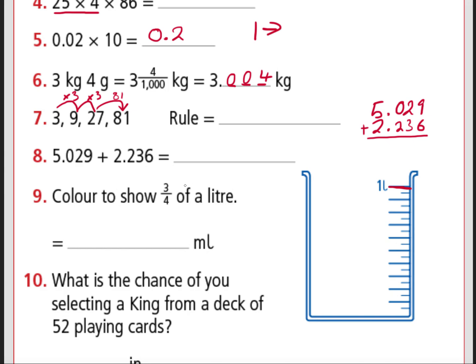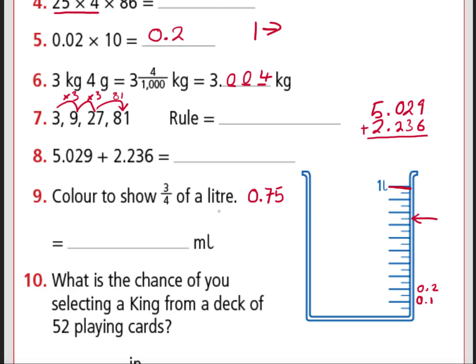Now 3/4 of a litre is 0.75 litres. And each of these big marks here is 0.1, that's 0.2. So if we count up, this is 1, 2, 3, 4, 5, 6, 7. This one here would be 0.7, and this one here would be 0.8. And right in between 0.7 and 0.8 is 0.75, or 3/4. So right here is where we would place our mark to show 3/4 of a litre.